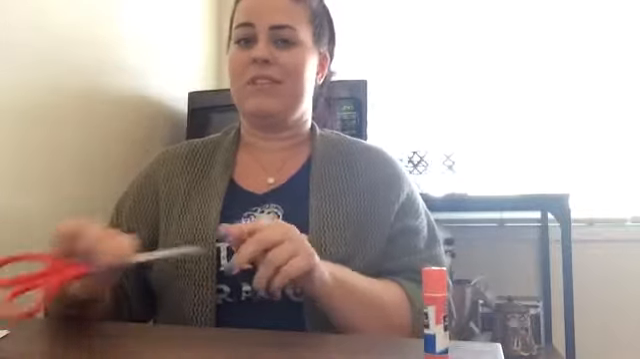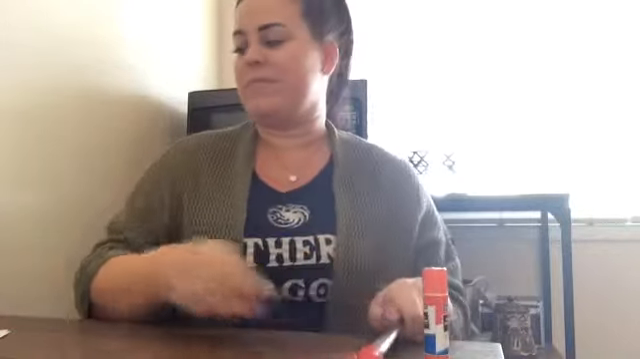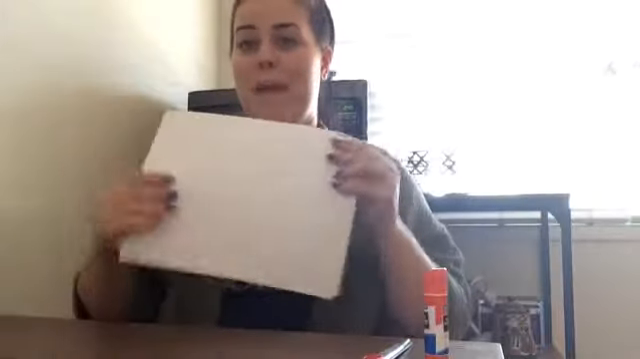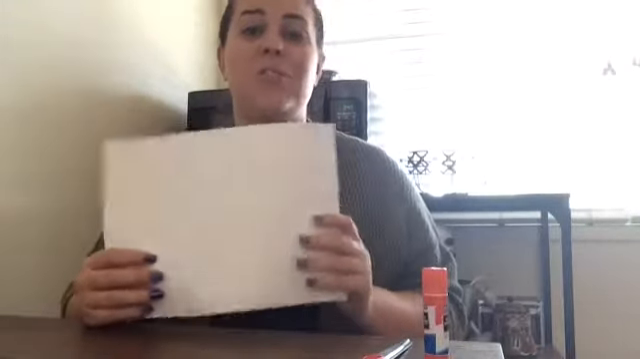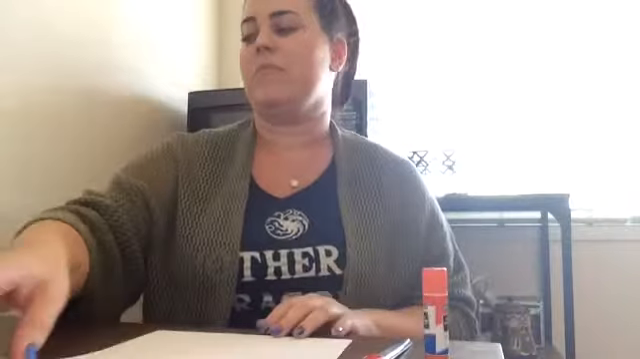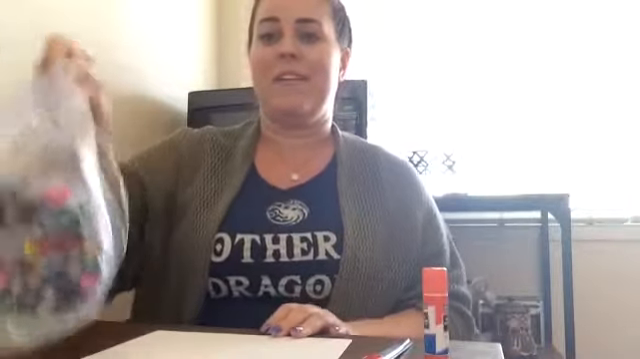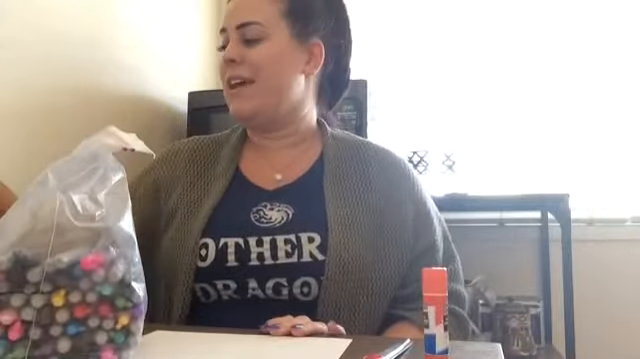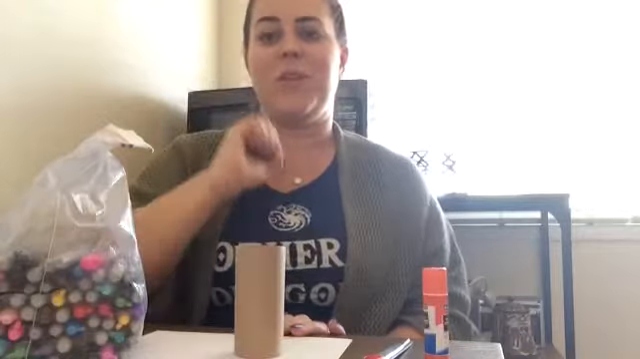So what you're gonna need is some glue, scissors, paper. I only got white paper, but you can use construction paper too. Something to color with. I have a whole bunch of Sharpies. And of course, your toilet paper roll. All right, let's get started.